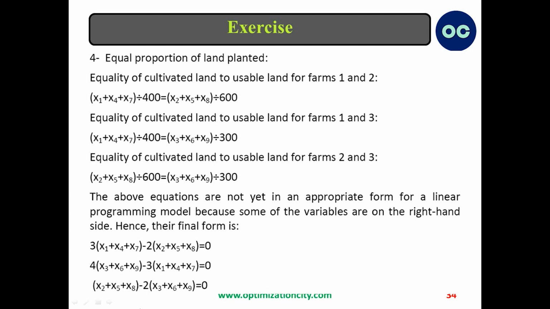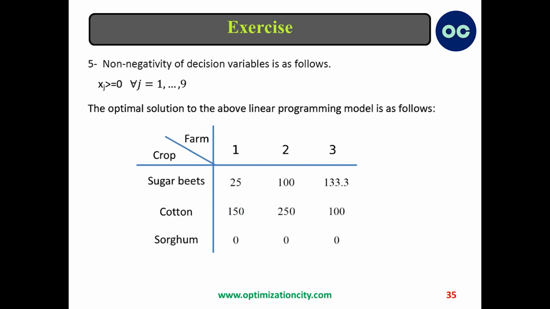We have three constraints for fairness limitation. The non-negativity constraint for the decision variable can be expressed here: x sub j is greater than or equal to 0 for j equal to 1 to 9.